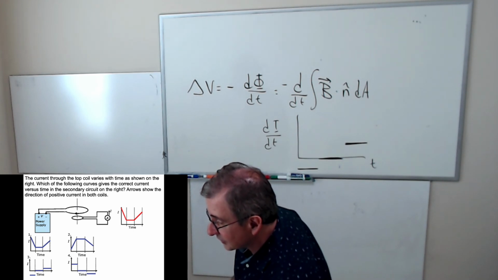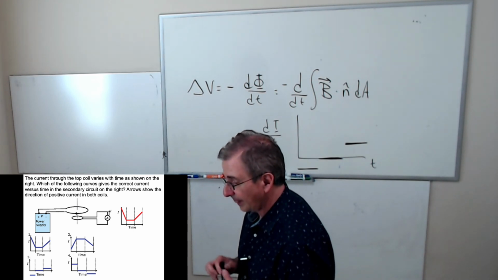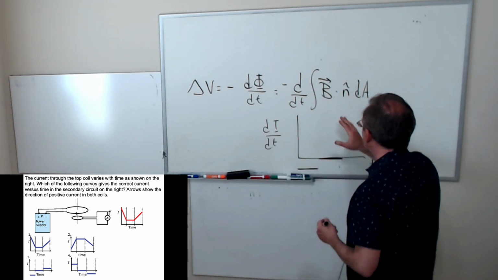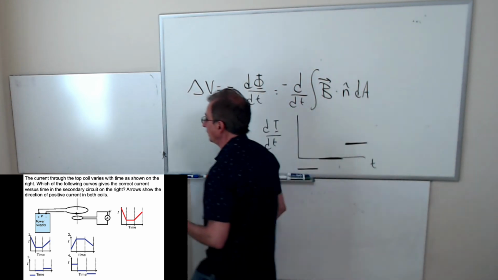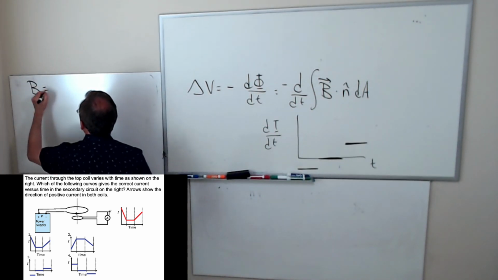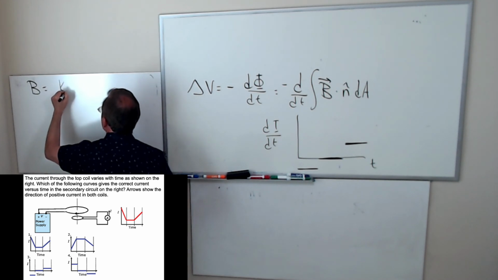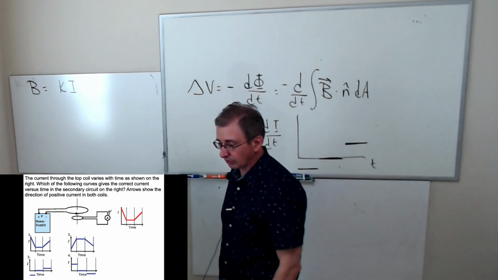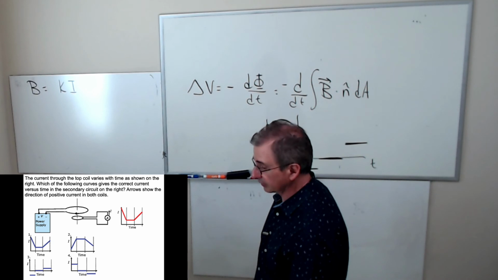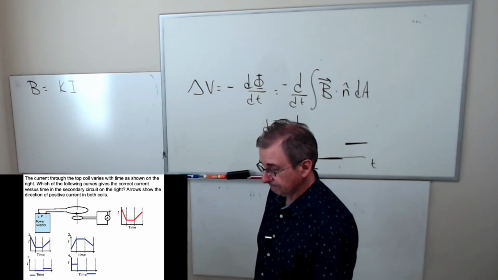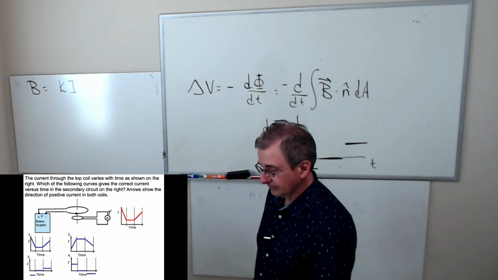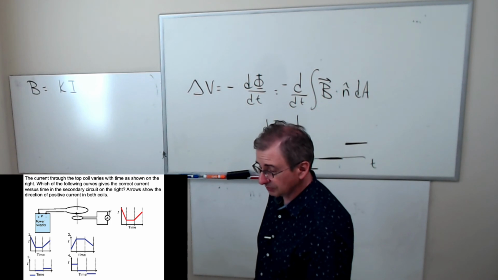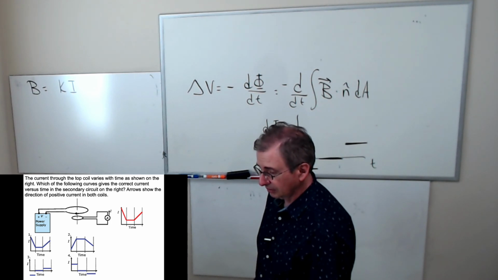How is the dI/dt the same as I versus t? Okay, let's work through this. Let's say B is some constant k times I. Is it okay for me to write the magnetic field that way? You might say, what's k? It's mu naught and then some geometrical factors. Is that okay, Kai?